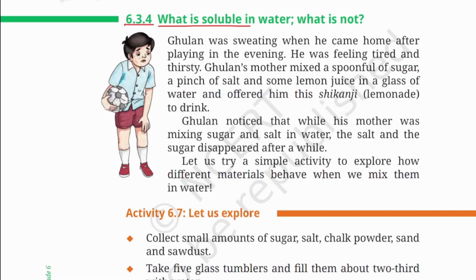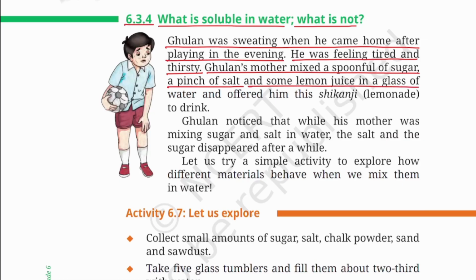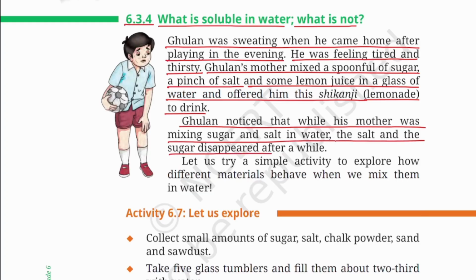6.3.4. What is soluble in water? What is not? Gulan was sweating when he came home after playing in the evening. He was feeling tired and thirsty. Gulan's mother mixed a spoonful of sugar, a pinch of salt, and some lemon juice in a glass of water and offered him this sikanji or lemonade to drink. Gulan noticed that while his mother was mixing sugar and salt in water, the salt and the sugar disappeared after a while. Let us try a simple activity to explore how different materials behave when we mix them in water.